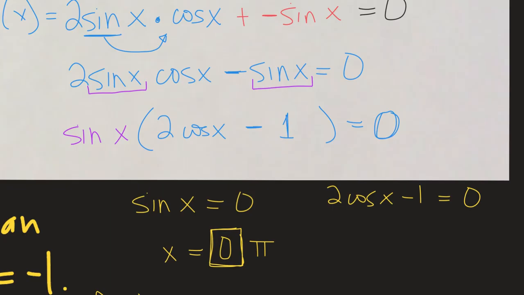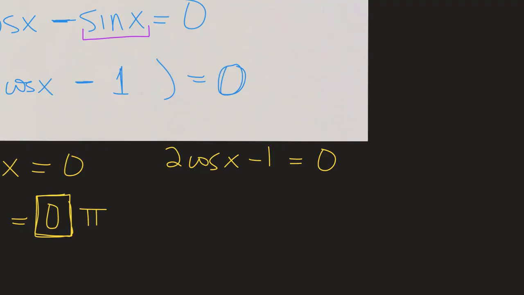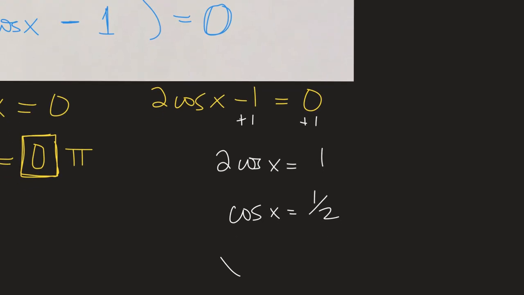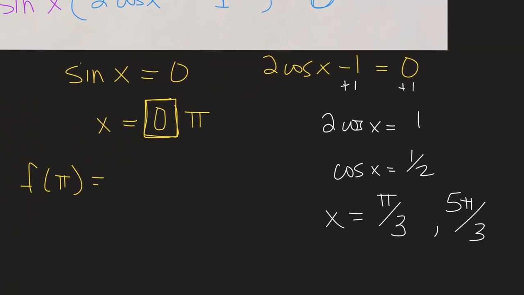What's our y value at pi? Okay, and then over here, 2 cosine x equals 1. If we solve this for x, we add 1 to both sides. 2 cosine x equals 1. That means the cosine equals 1/2. So where are all of our angles where the cosine is 1/2? Well, that happens in the first quadrant at pi over 3, and that happens in the fourth quadrant at 5 pi over 3.